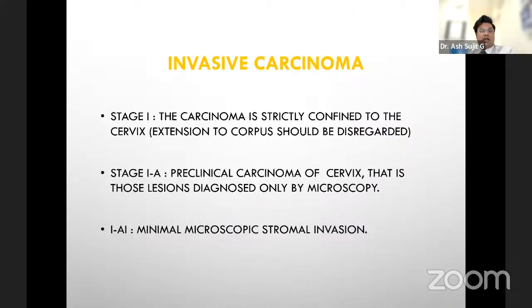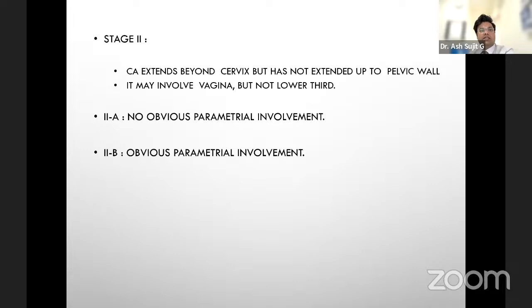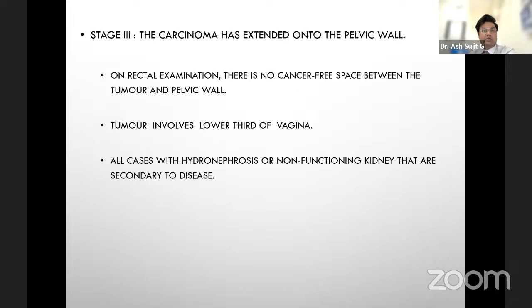So in stage 1, the carcinoma is strictly confined to the cervix. Depending upon what we saw, there is stage 1A, 1B, and all the details are given here. And stage 2 extends beyond the cervix but has not extended up to the pelvic wall, and may not involve the lower extent of the vagina. Stage 2 also has 2A and 2B.